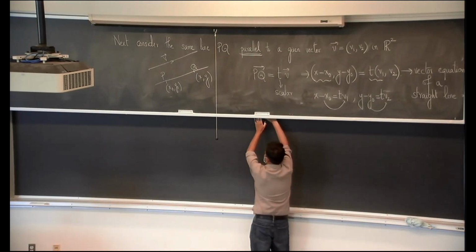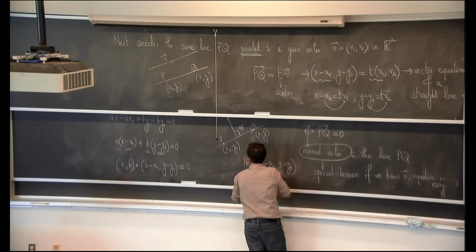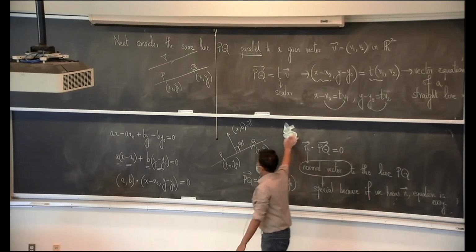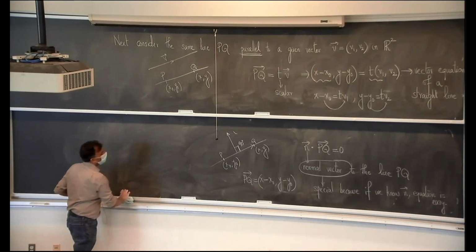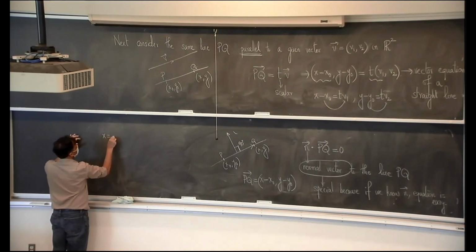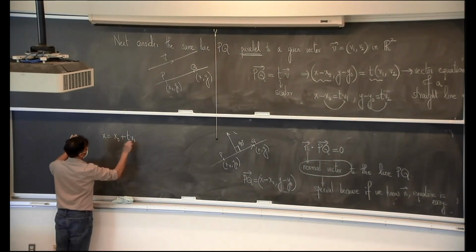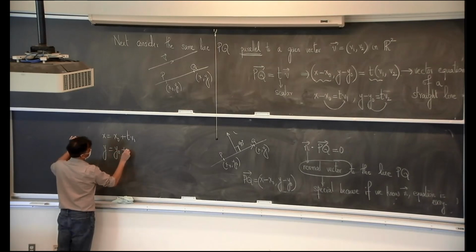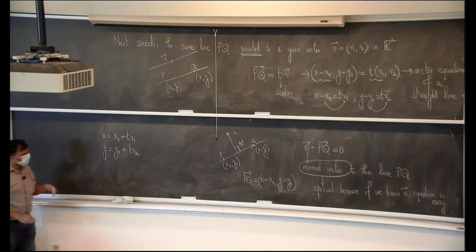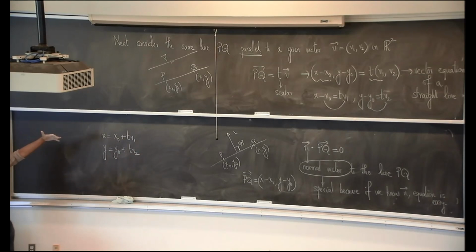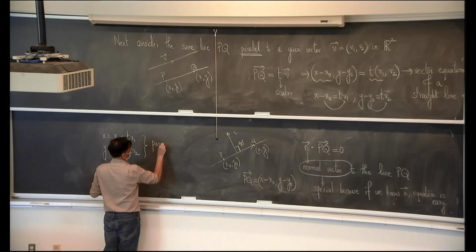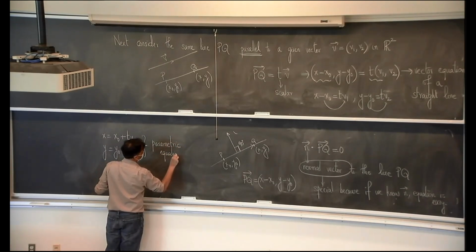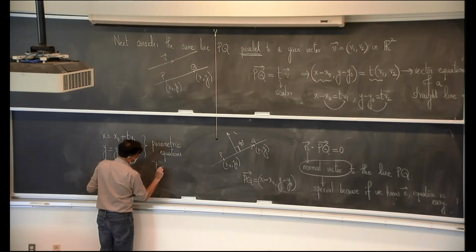Y naught means y subscript 0. So we have x equal to x naught plus tv1 and y equal to y naught plus tv2. Okay, just an algebraic simplification from the previous stage brought us here. Okay. This is called the parametric equations for the same straight line. So t is called the parameter.